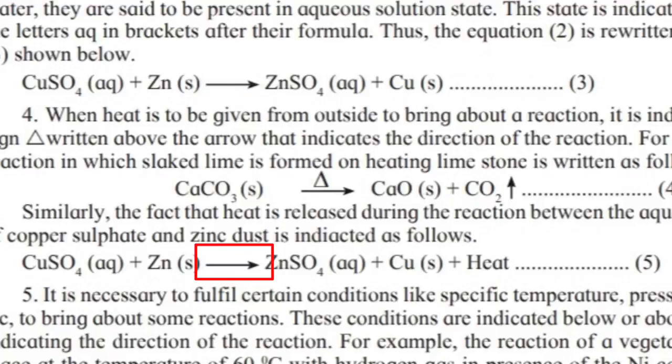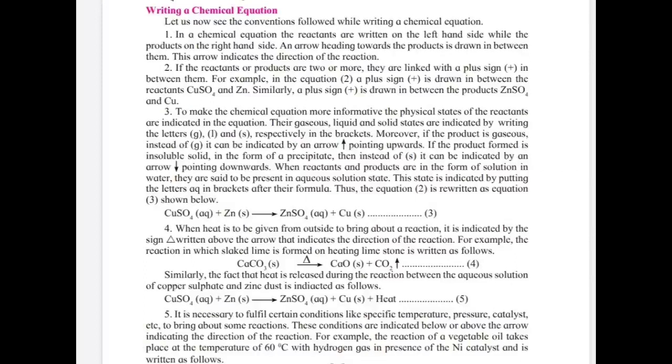Second point, if the reactants and products are two or more, they are linked with a plus sign in between them. Third point, to make the chemical equation more informative, the physical states of the reactants are indicated in the equation. Their gaseous, liquid and solid states are indicated by writing small g, small l and small s respectively.